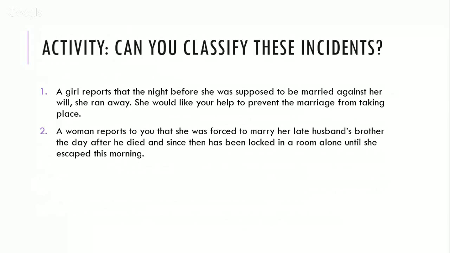Did the incident involve forced marriage? No. Some of you might have answered yes to that last question. Let's read this sentence again. A girl reports that the night before she was supposed to be married, against her will, she ran away. So the girl is reporting this before the marriage occurred. It hasn't happened yet. If we go back to our criteria at the very beginning, we talked about focusing on the specific act of violence that occurred. So since the marriage didn't occur, we can't classify this as forced marriage.